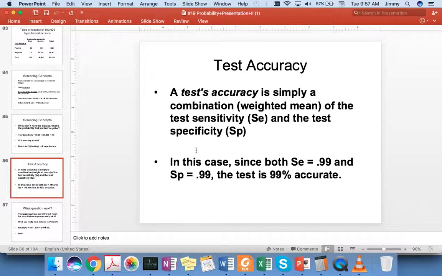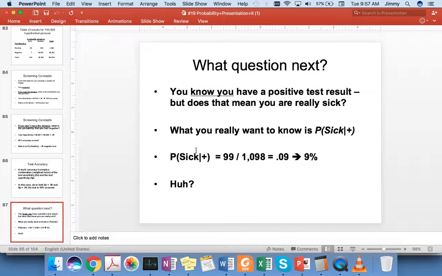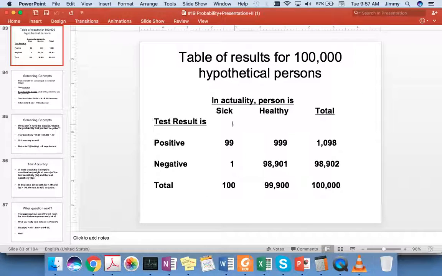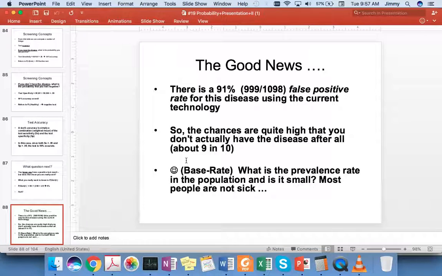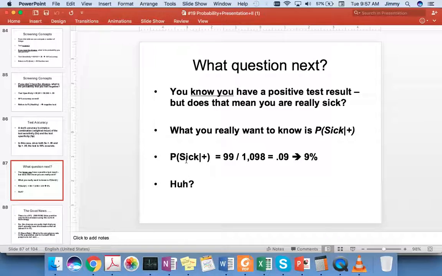Wait, sorry, I did that wrong. Probability that you're sick given that you got a positive result. So it's actually this first cell out of this total cell. So there is a 91% false positive rate for this disease using the current technology.